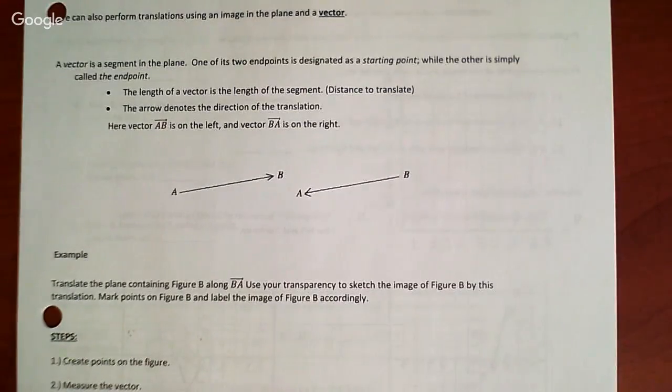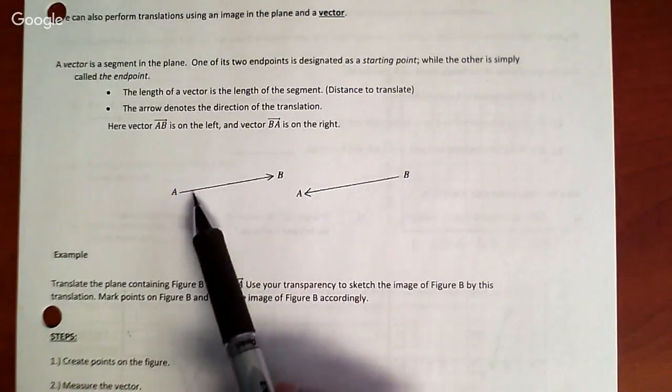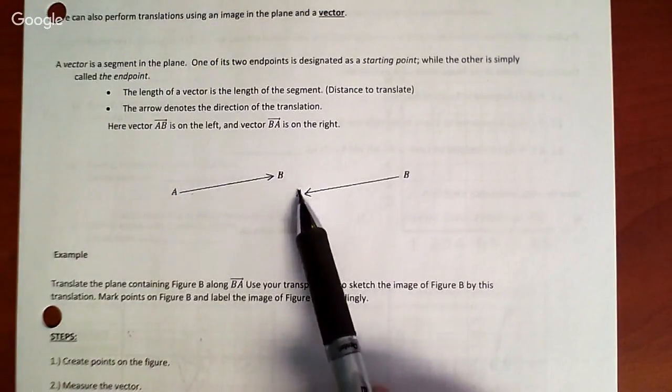You can perform translations using an image in the plane and a vector. A vector is a segment in the plane. One of its 2 endpoints is designated as a starting point, while the other is simply called the endpoint. The length of a vector is the length of the segment, distance to translate. The arrow denotes the direction of the translation. Here, vector AB is on the left, and the vector BA is on the right.